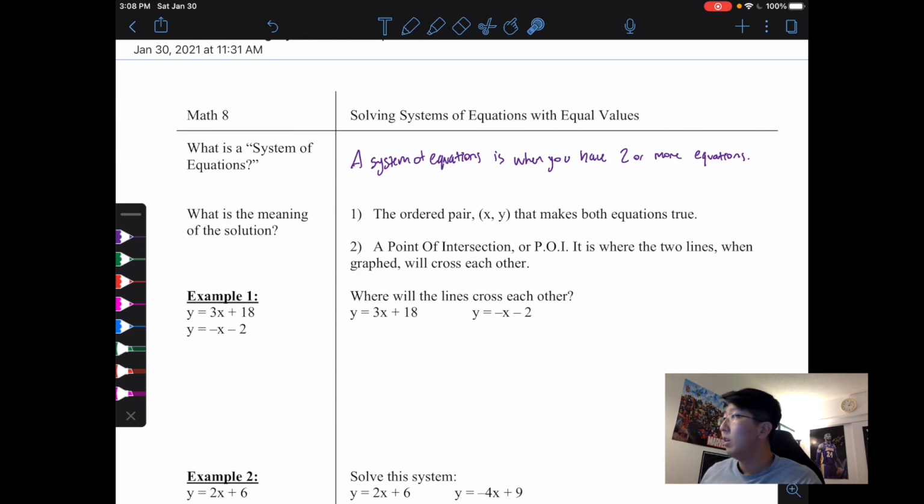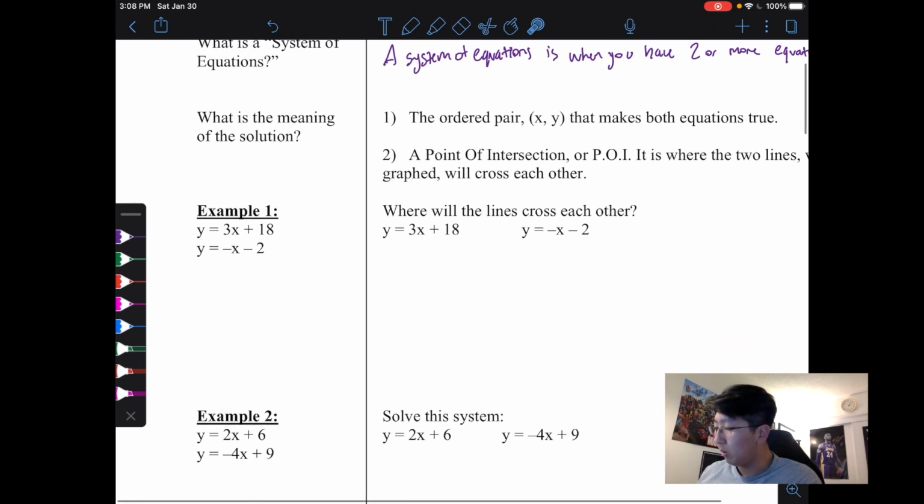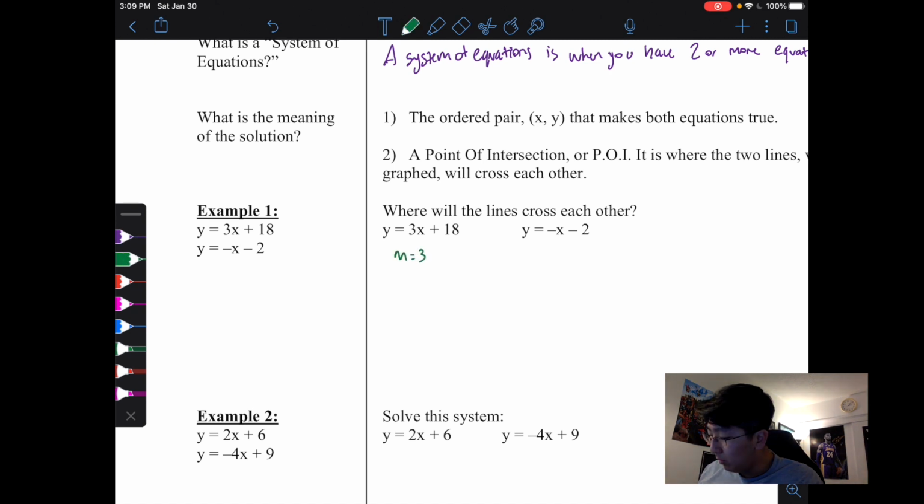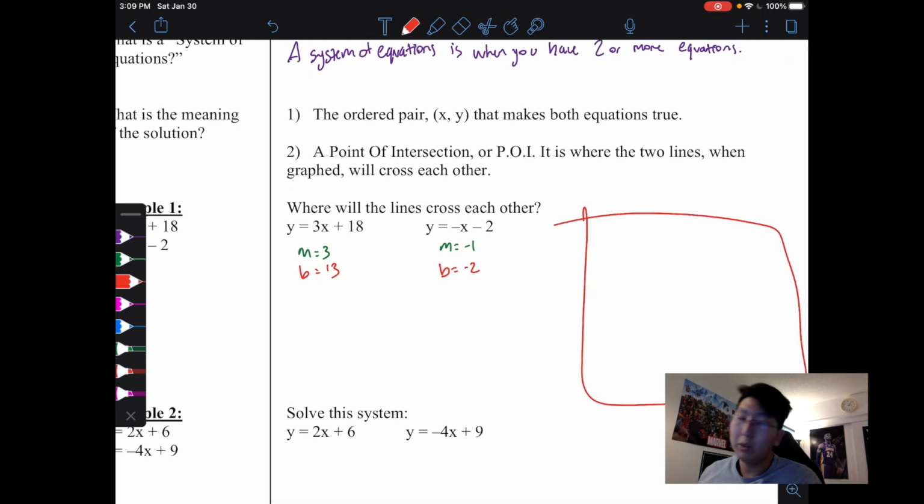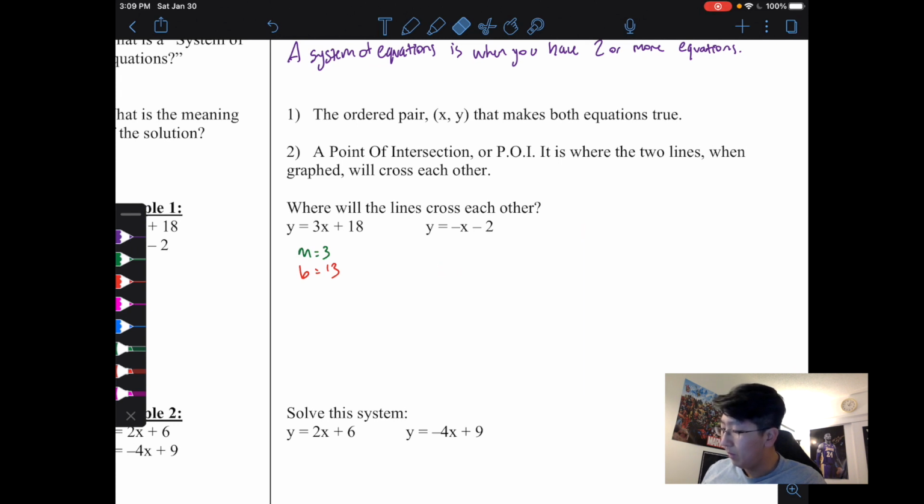Now, let's try to solve a system. Where would these 2 lines cross each other? y equals 3x plus 18, y equals negative x minus 2. We can graph this, and we can find that our m is 3 and our b is 18. Same thing here, m equals negative 1, and b is negative 2. I could sit here and graph this, but I'm not going to. I just want you to know that it is a possibility to graph it. But really what I'm going to do is use something called the equal value method.